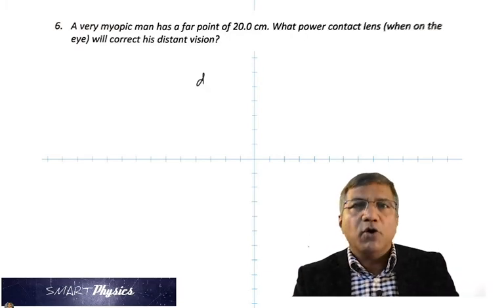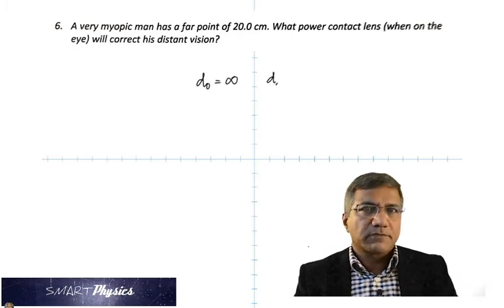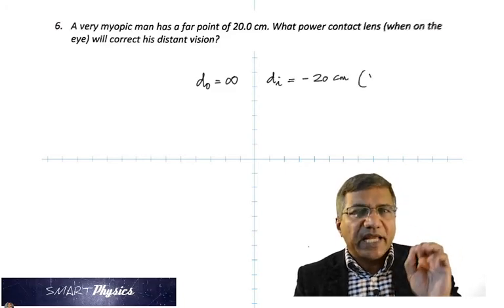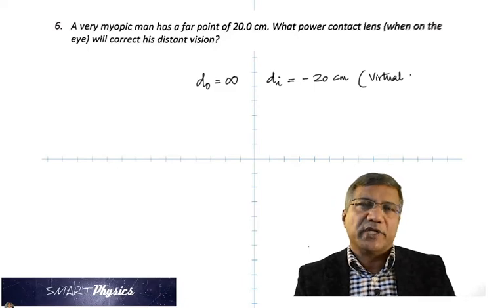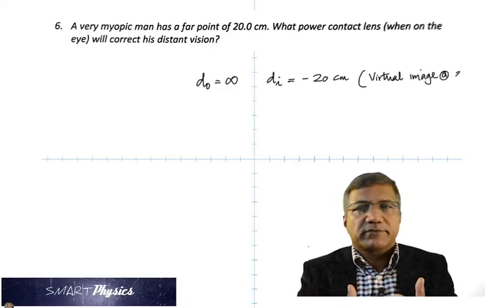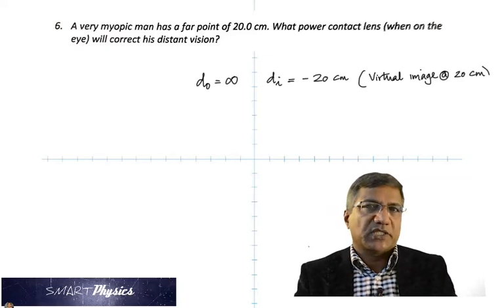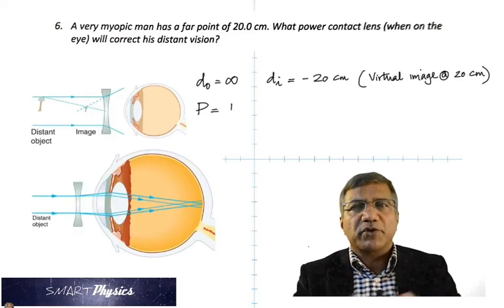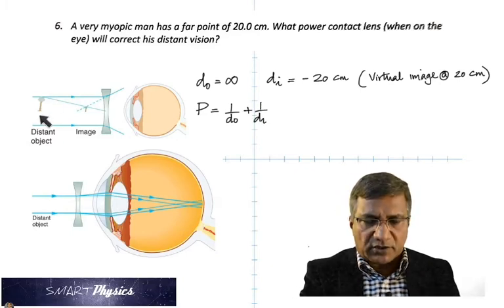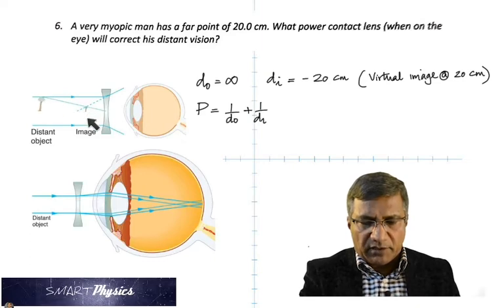So DO is going to be infinity, and DI is going to be negative 20. Why negative 20? Because myopia is corrected using concave lenses, and concave lenses only produce a virtual image. So I have a diagram here to explain it. So that's the distant object. This is the image produced by the contact lens.